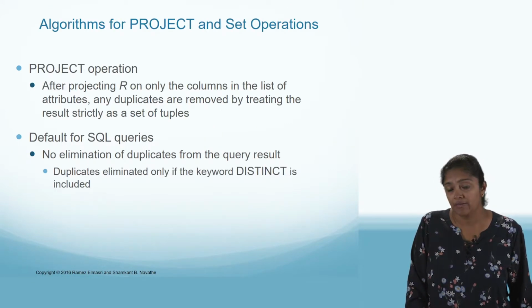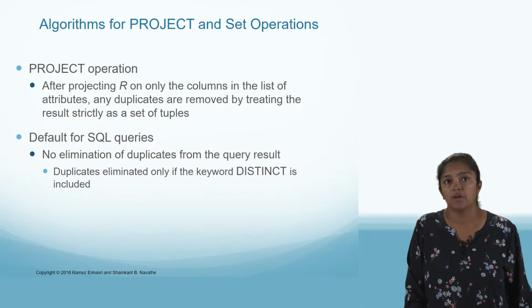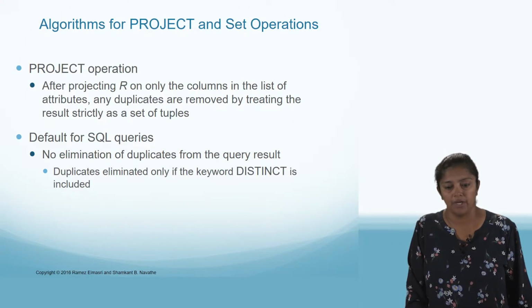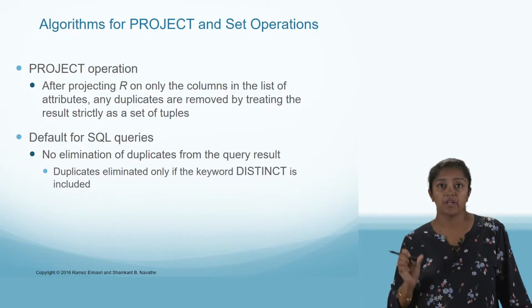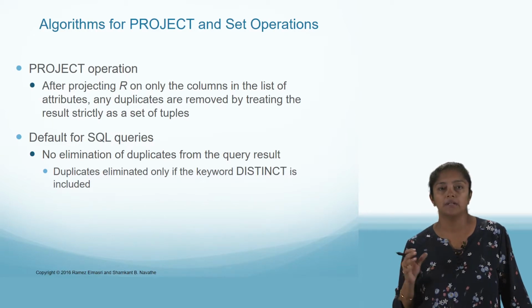Now similarly, like we have the algorithms for join and for select, there are also algorithms for the projection operation. Here our focus is on just selecting specific columns from our list of attributes, and then any duplicates are removed.